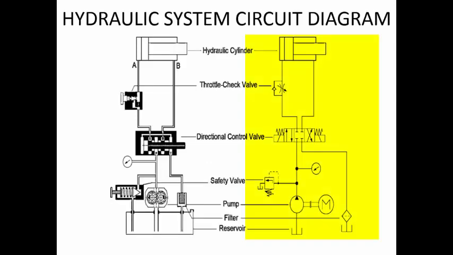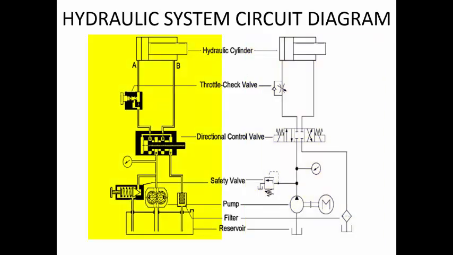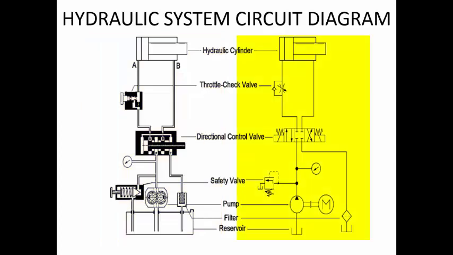So this is a circuit diagram of a hydraulic system. On the left side you are seeing the component diagram, and on the right side you are seeing the circuit diagram. Just like you have electrical circuit diagrams, you will have hydraulic circuit diagrams. Each element will have a distinct symbol.